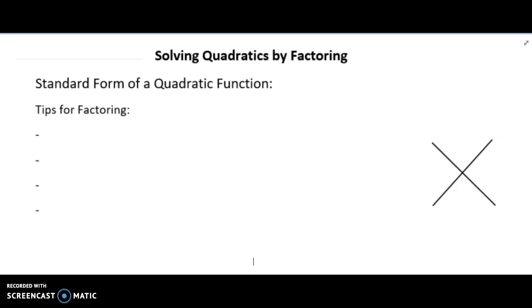So, first of all, the standard equation of a quadratic is ax squared plus bx plus c is equal to 0. Now notice our a is always the coefficient in front of our x squared, our b is always the coefficient of x, and our c is always the number without a variable in it. We're going to do some things with this a, b, and c to help us solve this.